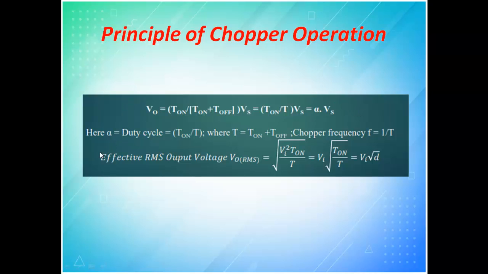So alpha we call it as duty cycle, which is T on by T, where T is equal to T on plus T off. So chopper frequency is equal to 1 by T. Therefore RMS output voltage becomes square root of V in square into T on by T, or V in you can take outside, so it is V in into square root of T on by T, which is nothing but D, the duty cycle. So it is square root of D. When you keep 0.8, square root of D into V in will be your effective RMS output voltage.